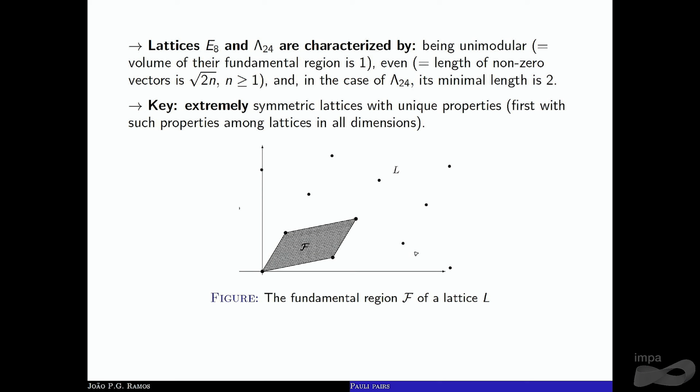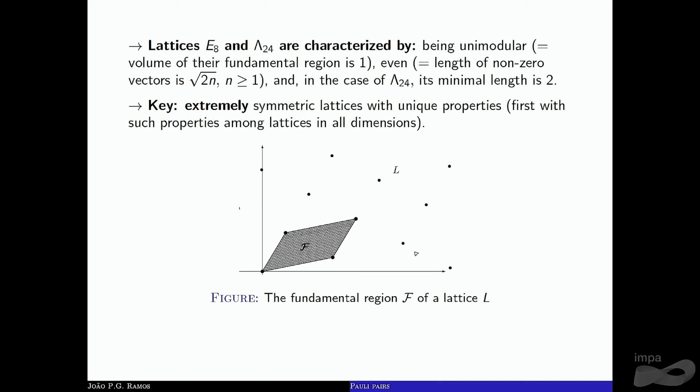Another defining characteristic is that the length of all non-zero vectors in these lattices is the root of an even integer, so they're called even. In the case of Lambda 24, the minimal length is 2. These properties, plus them being self-dual as lattices, uniquely define these lattices. So they should be minimizing something. The idea behind it is that there's some minimization going on.